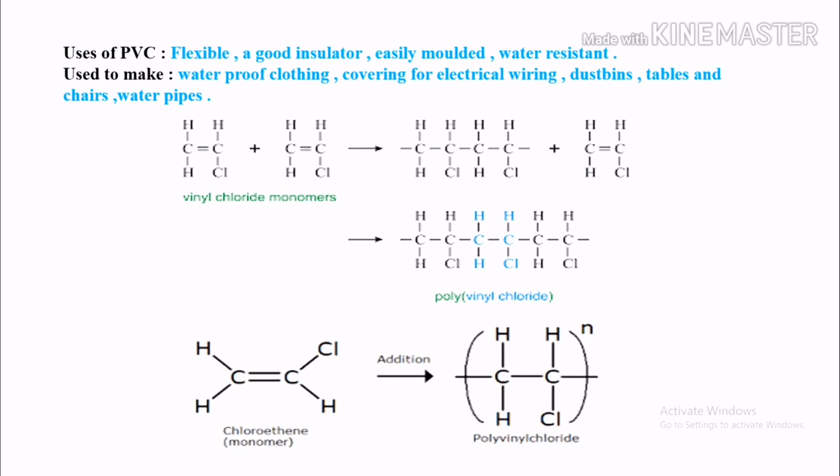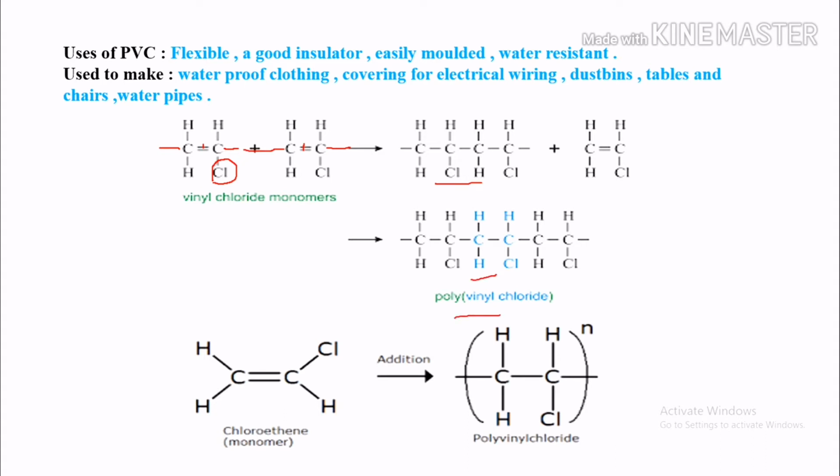Polyvinyl chloride consists of chloroethene. Chloroethene is our monomer, and we start to join the chloroethene monomers together by breaking the double bond. By breaking the double bond, each carbon atom will have new single covalent bond. Just we will join the monomers together by breaking the double bond to form our new polymer, step by step.